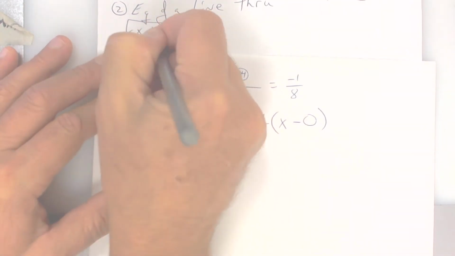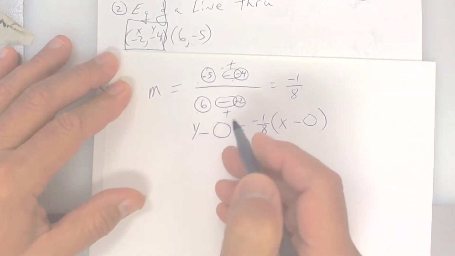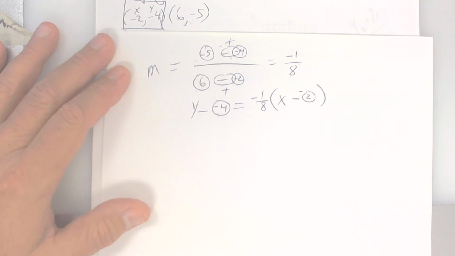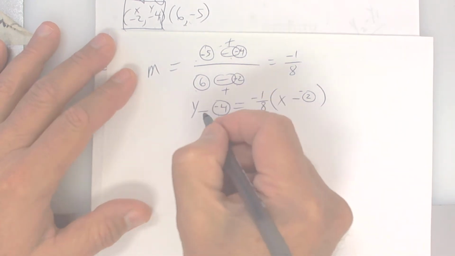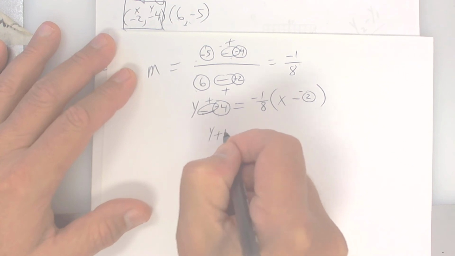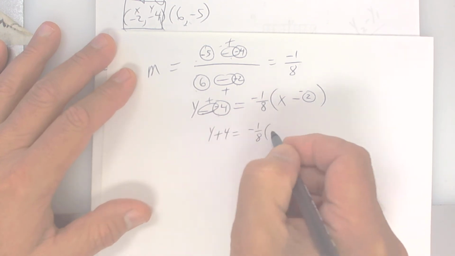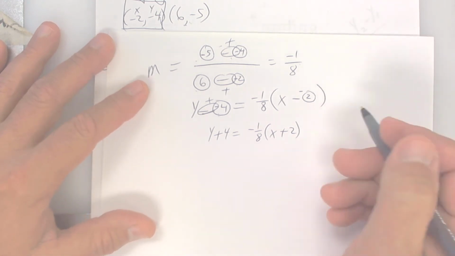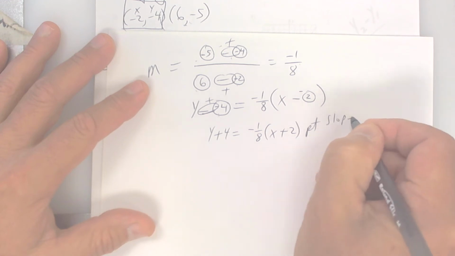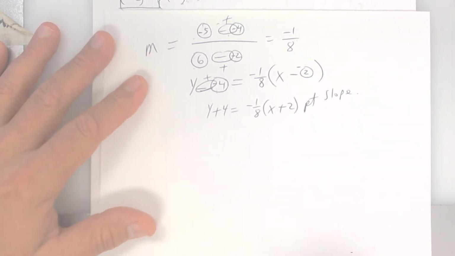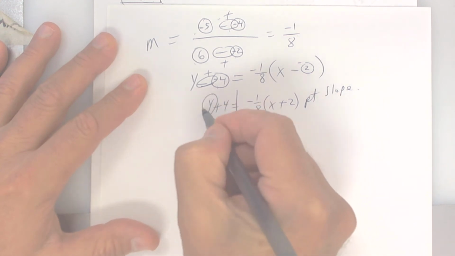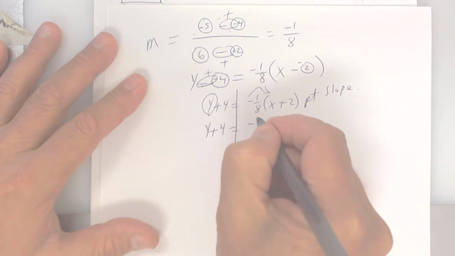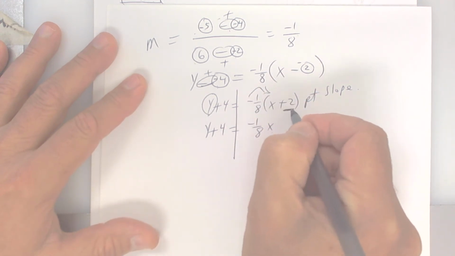Remember, the y comes first on this one. So that's going to be a -4, and this one's a -2. Okay? Any questions on this? This becomes a plus, so that's y plus 4 is equal to -1/8 times x plus 2. Now, if they don't tell you how to write it, you're done. This is called point-slope formula. But usually they want you to get y by itself. So draw a line, circle your y. So you want to distribute. So it's going to be a -1/8x. Do the trick.